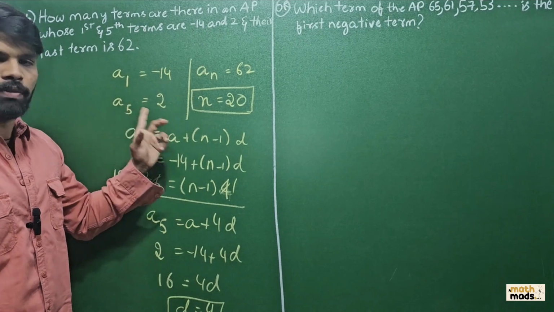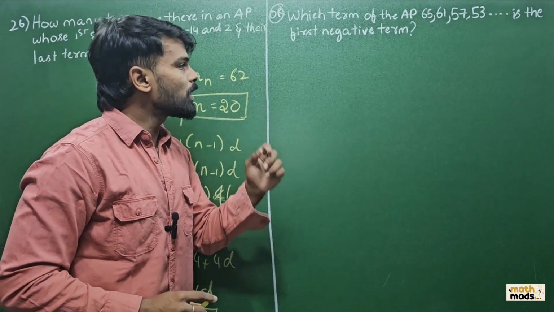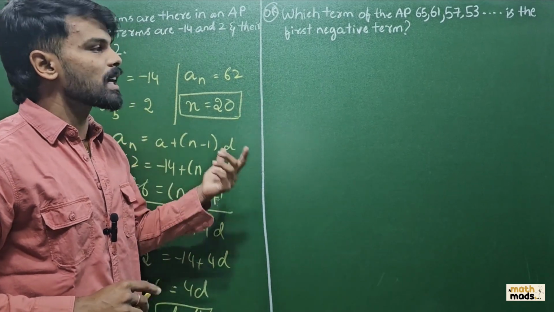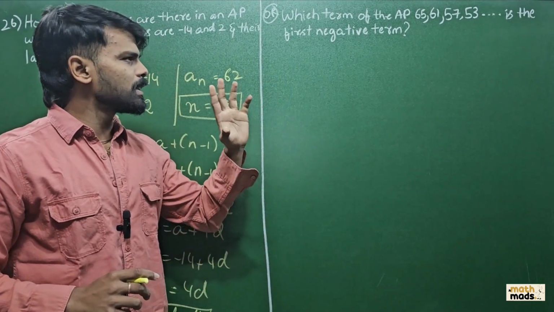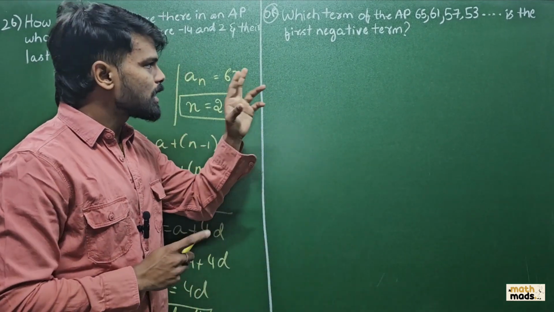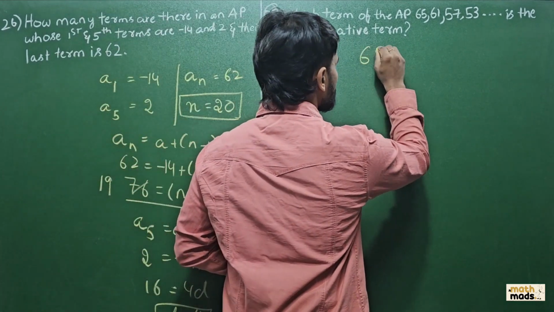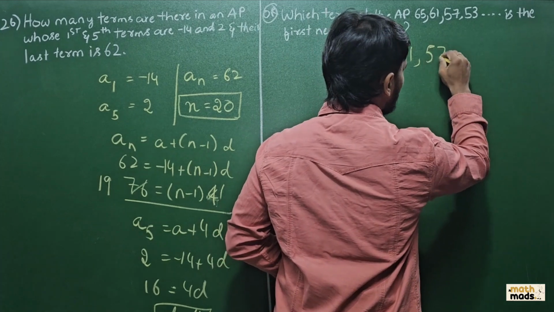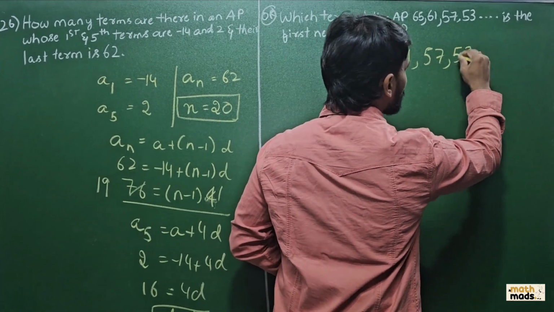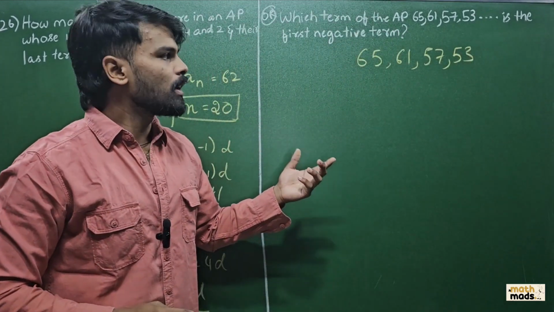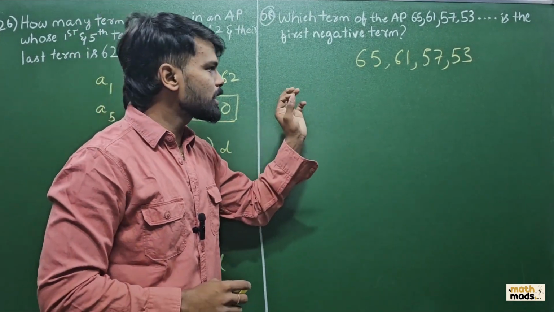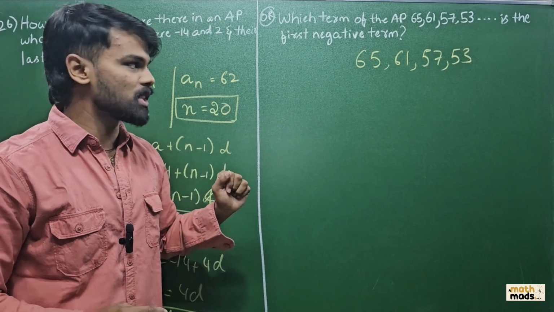Now there is an OR question for this question. Which term of the AP 65, 61, 57, 53 and so on is the first negative term? This is a bit different type of question because here if you can see 65, 61, 57 and 53, you don't have to find how many terms there are. You have to find which will be the first negative term. Okay, this requires a little bit of thinking. Let's follow the procedure first.